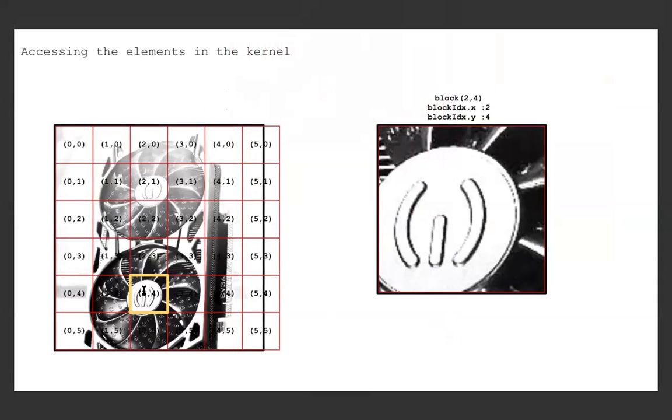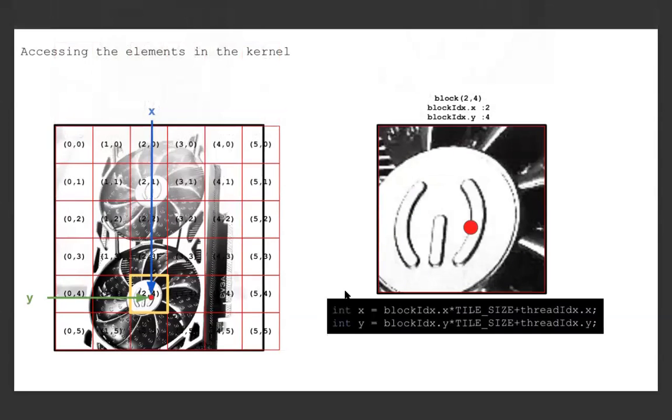So here in the kernel, we have this block index 2 and 4, and we're trying to access a particular element in the image. That's where we calculate this x and y. Tile size is basically block size, and we're calculating the x and y so that we can access a specific element in the matrix.